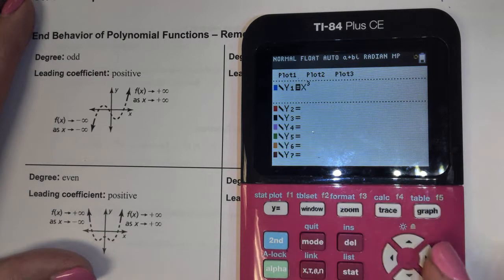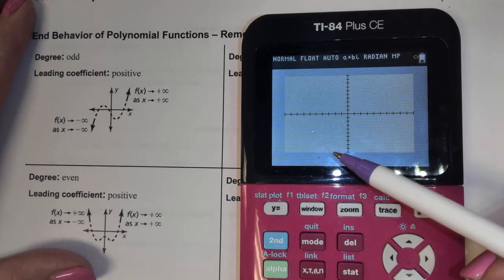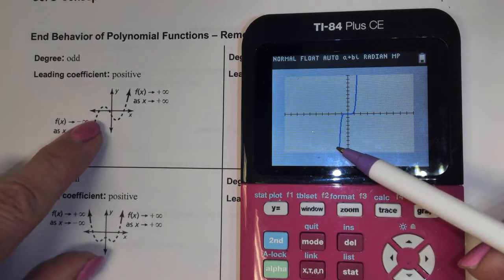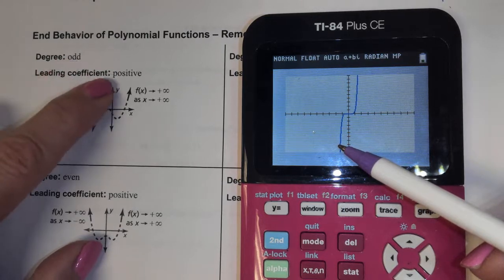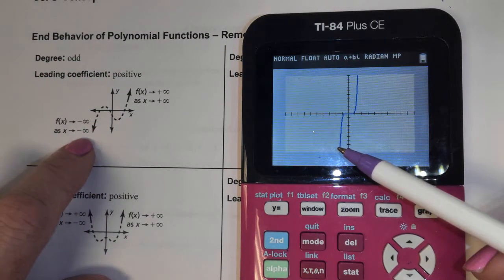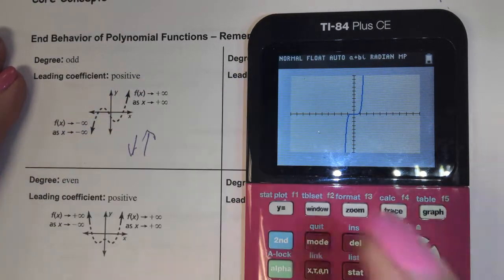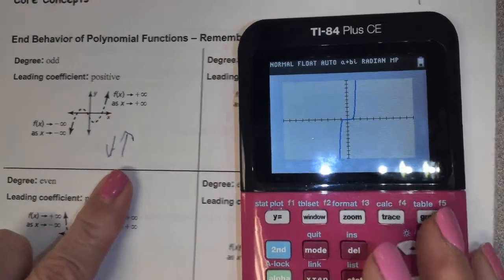Same thing here. Let's change it. Let's make it another odd number. Let's make it 7. And it's going to look very similar. See how it still has that same behavior. As long as that degree is odd and that leading coefficient is positive, this is the way the end behavior is going to go. It goes down, up. That's what we call that kind of behavior.